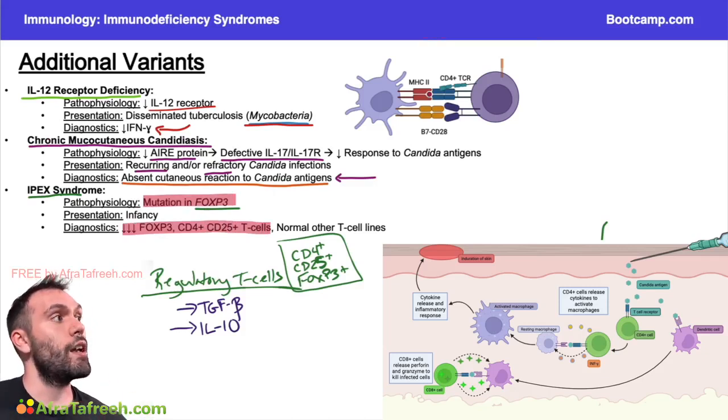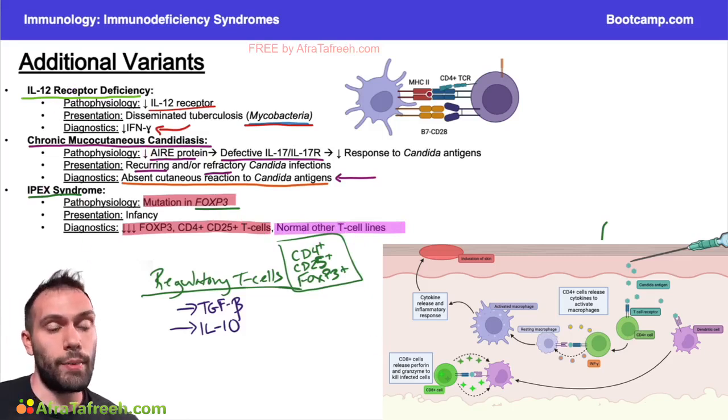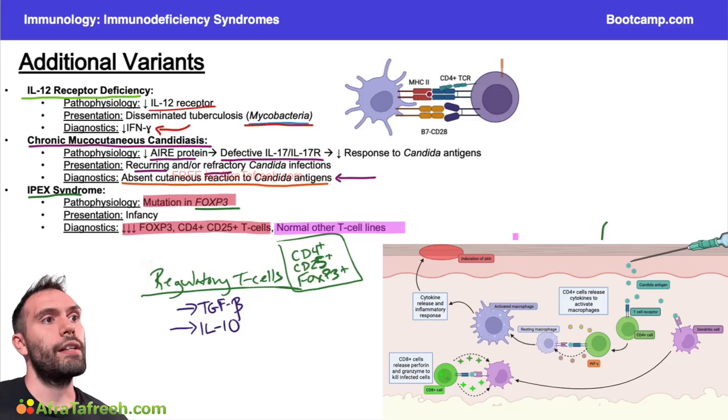The point here is other T cell lines should be intact. So if I did a candidal antigen test on a patient that has IPEX syndrome, we would expect to see an induration because other cell lines are intact. It's the regulatory T cells that are affected.